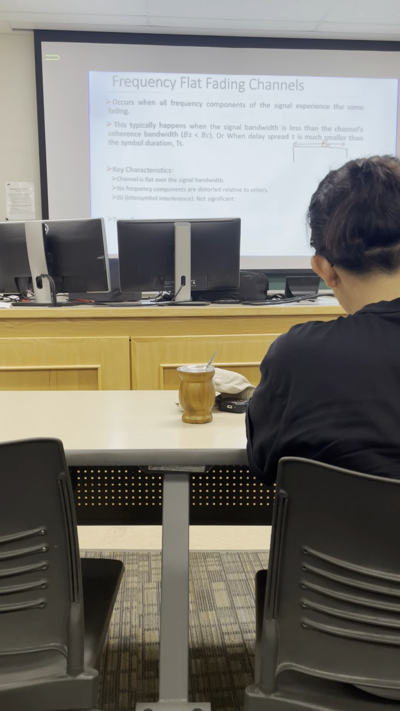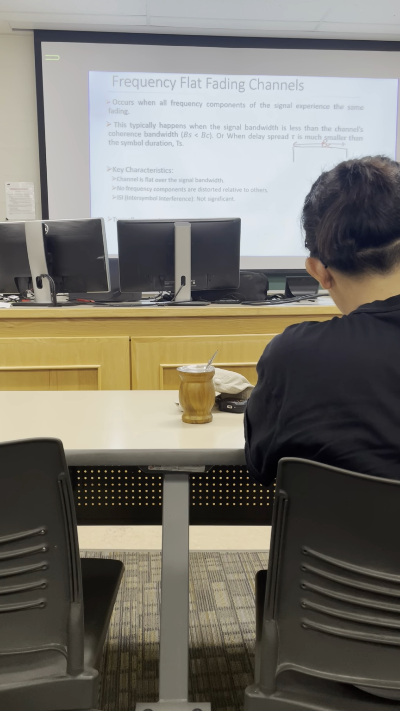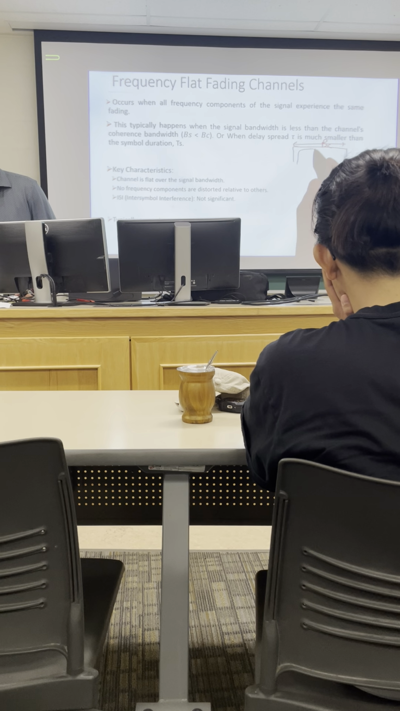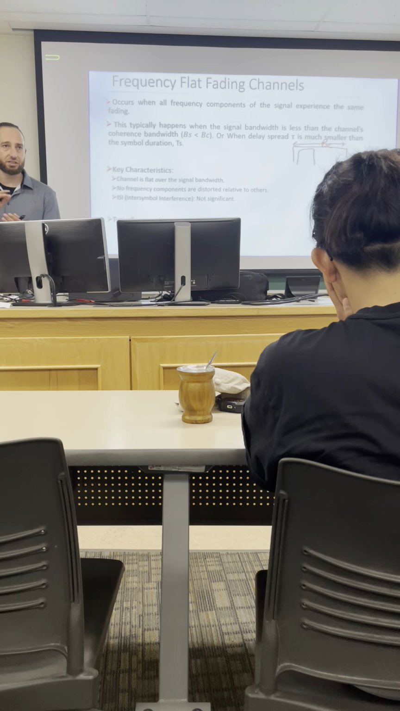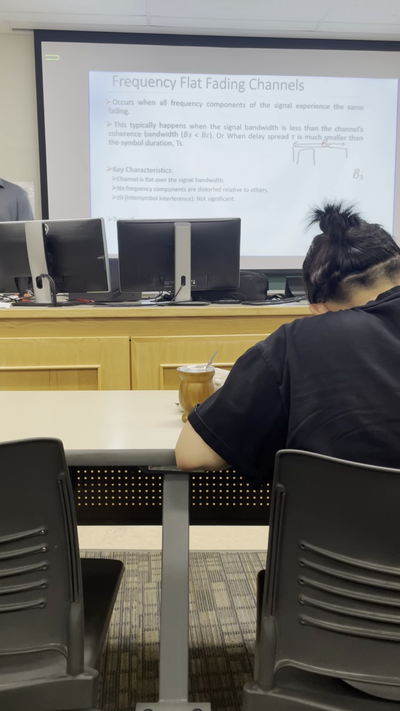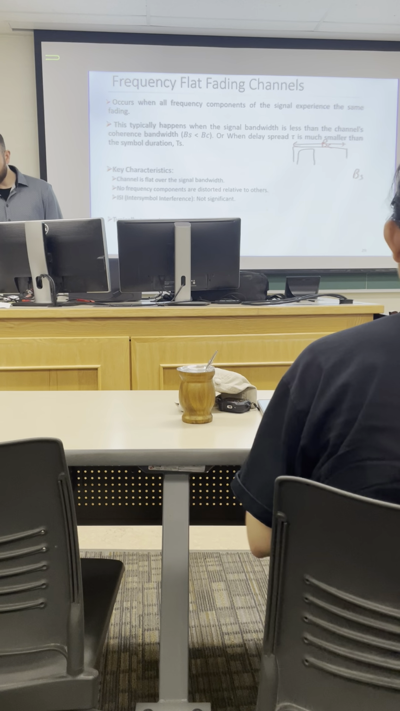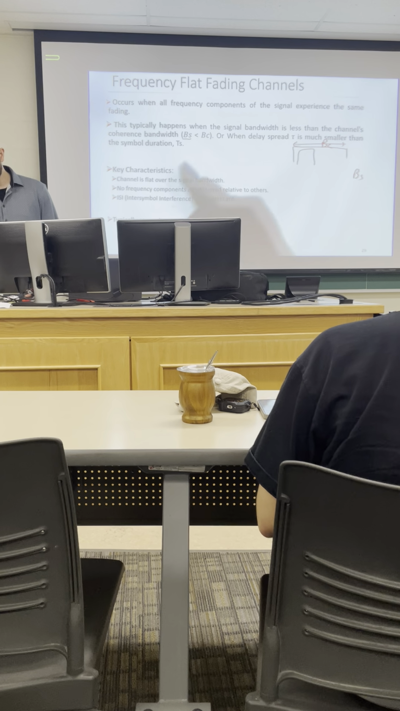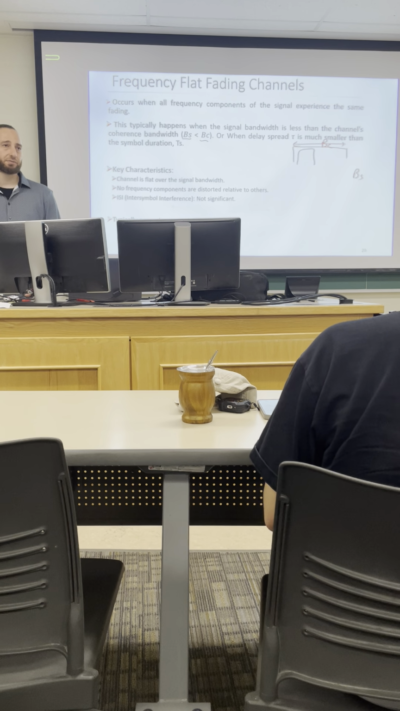And we define BC as the range of frequencies over which the frequency response can be considered flat. So in this case, if I have BS, the signal bandwidth, it might be something here, right? Inside or smaller than the BC. So the condition to have frequency flat fading is the signal bandwidth smaller than the coherence bandwidth.